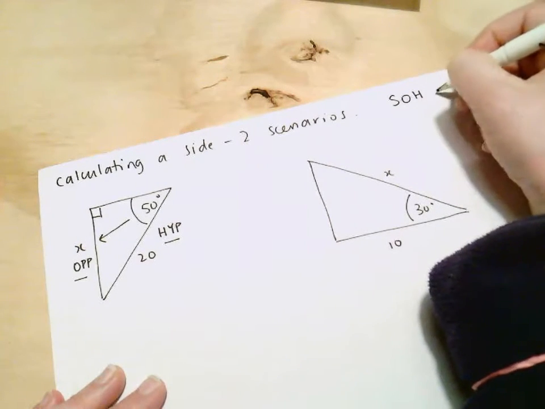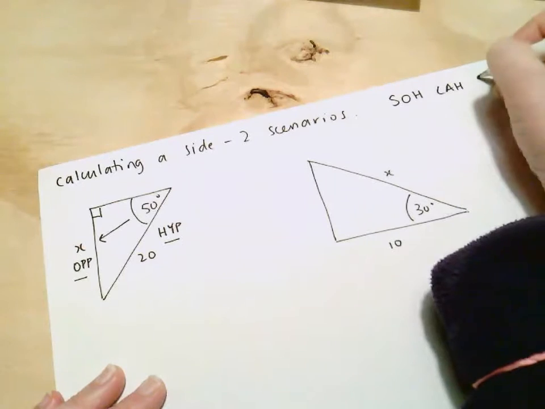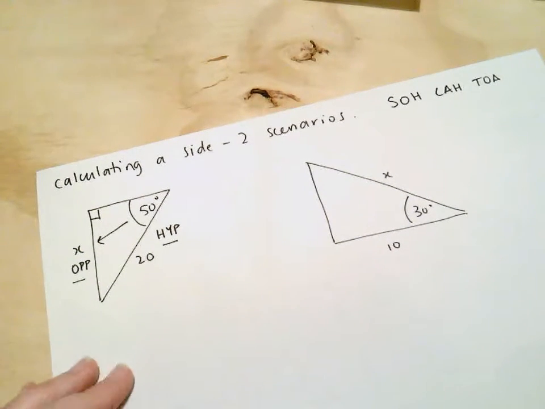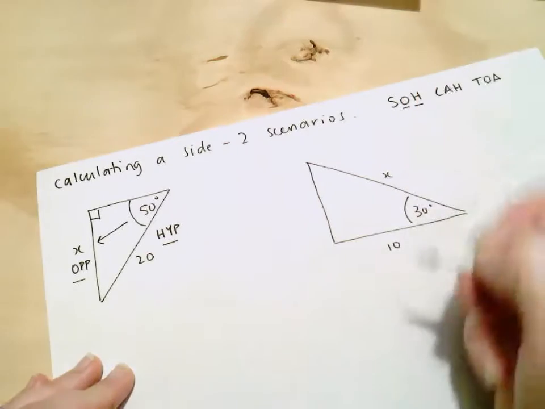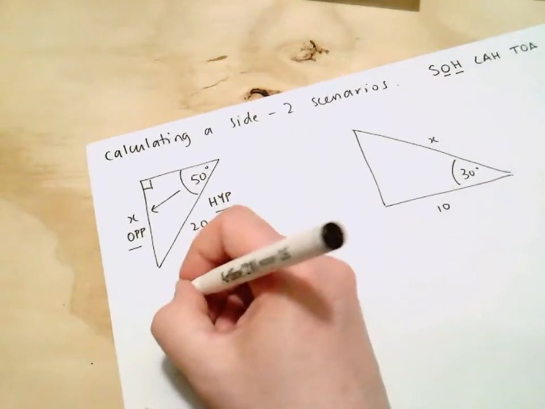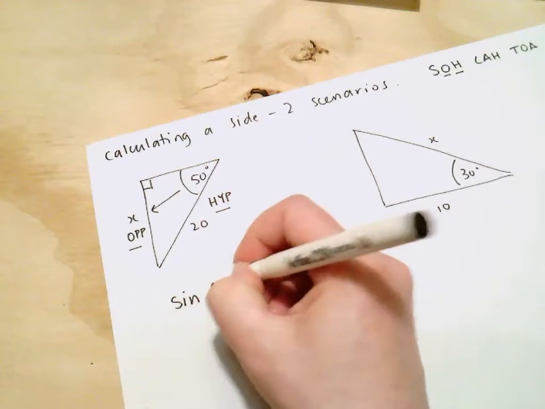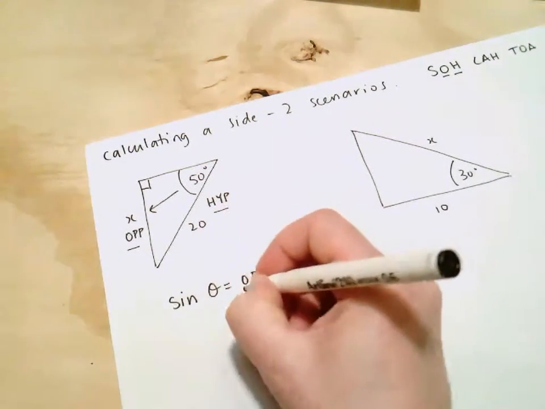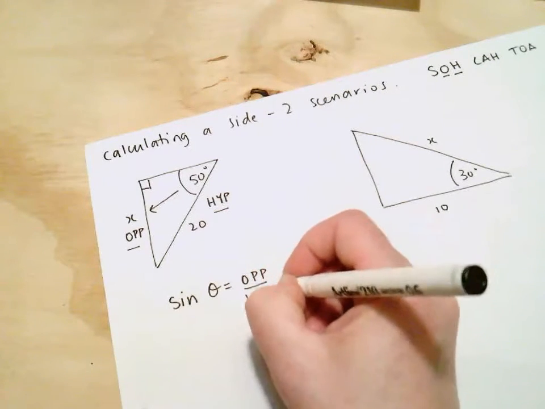You might just need to write out SOHCAHTOA for yourself again, just to remind yourself of which ones involve which sides. I'm interested in opposite and hypotenuse, so I'm interested in sine. So I write out the ratio there. So sine of theta is equal to opposite over hypotenuse.